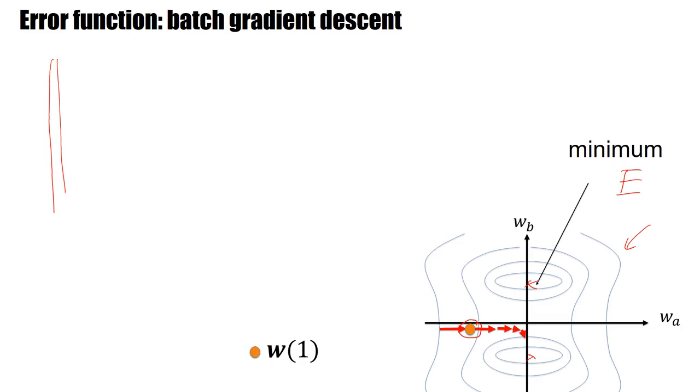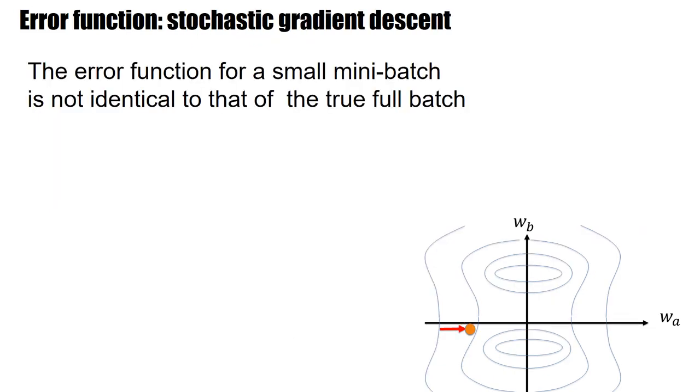So this is the situation that you have in the context of batch gradient descent. However, if we do mini batches, then each mini batch sees a different data set, a different sample of the data set. And therefore, each mini batch sees a slightly different error function. The error function for a small mini batch is not identical to that of the true full batch.